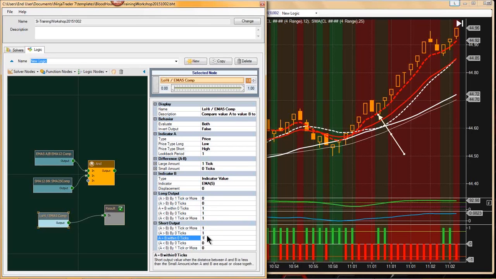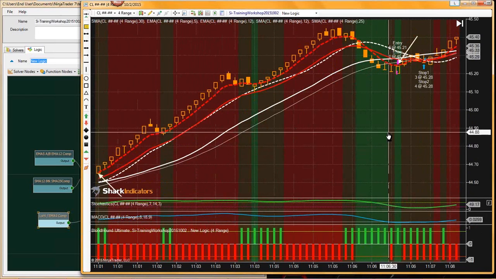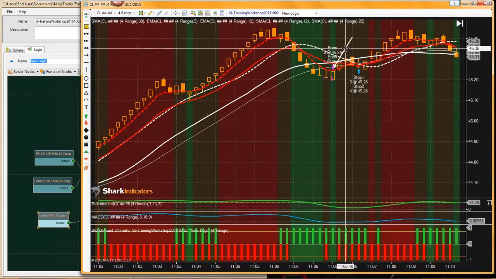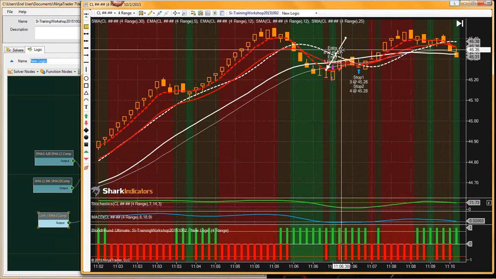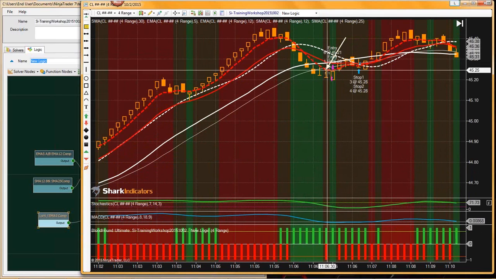So let's take a look back here. There we go. It looks like the low price touched our EMA right there, just barely touched it.